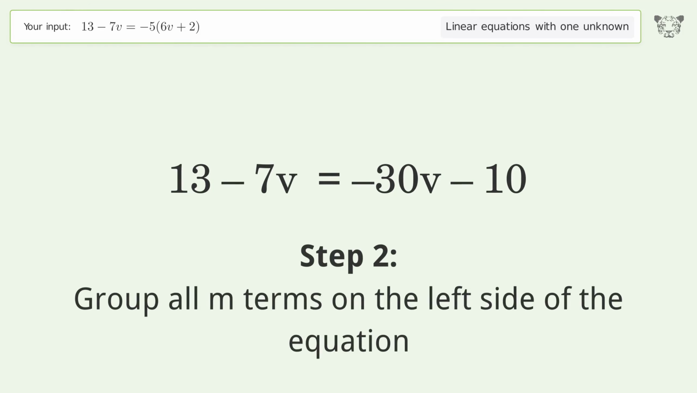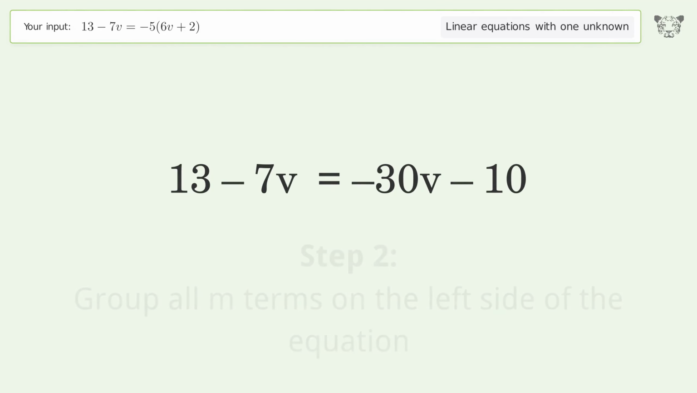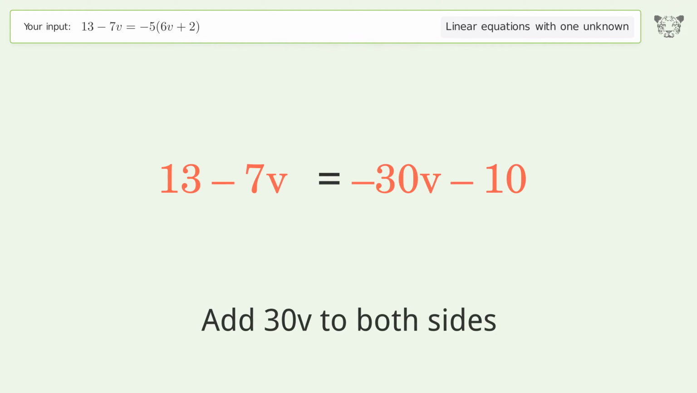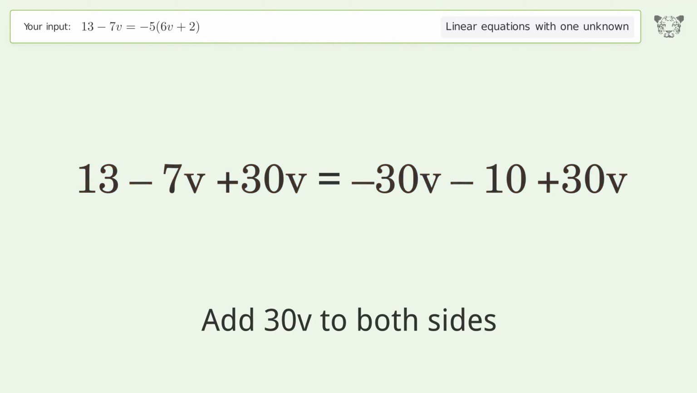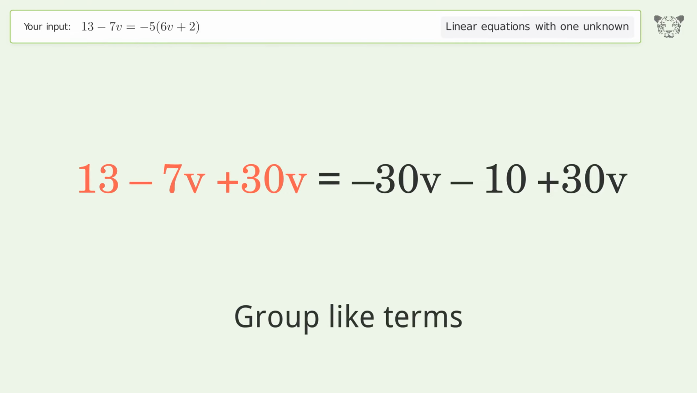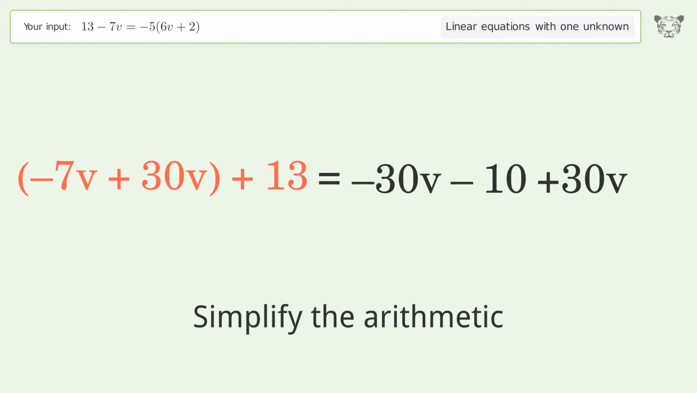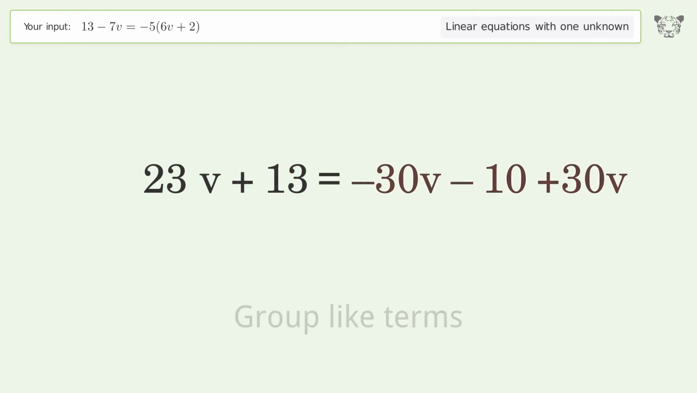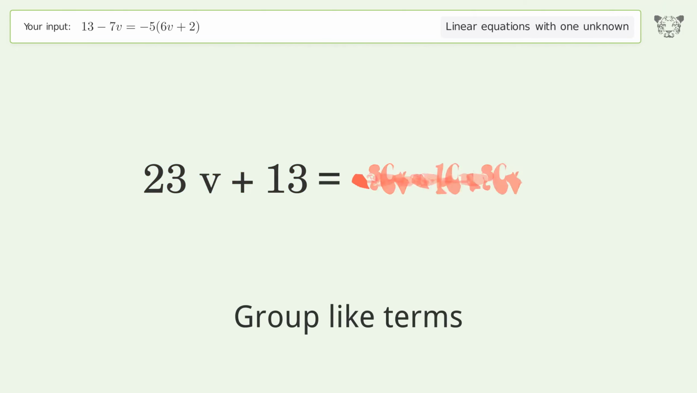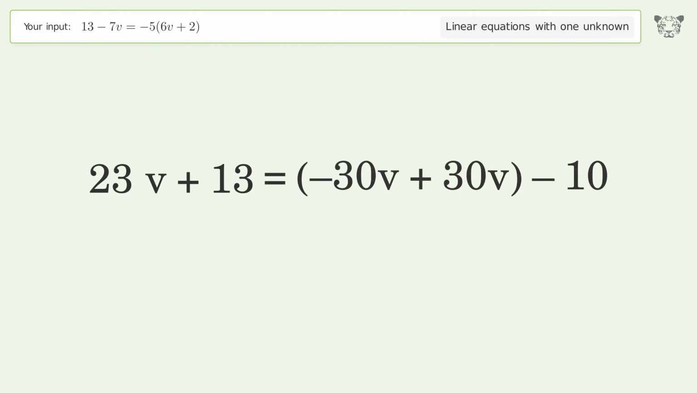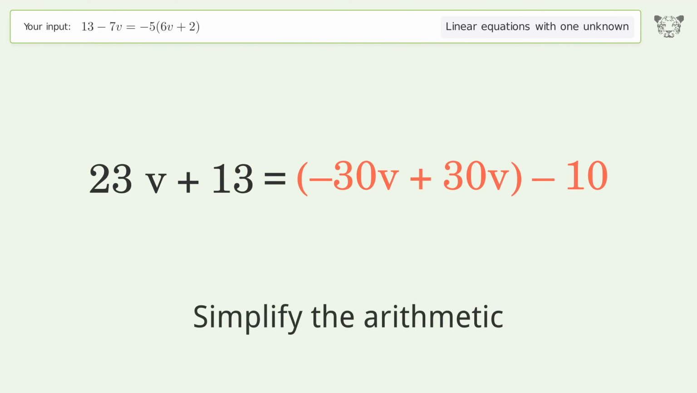Group all v terms on the left side of the equation. Add 30v to both sides. Group like terms. Simplify the arithmetic. Group like terms. Simplify the arithmetic.